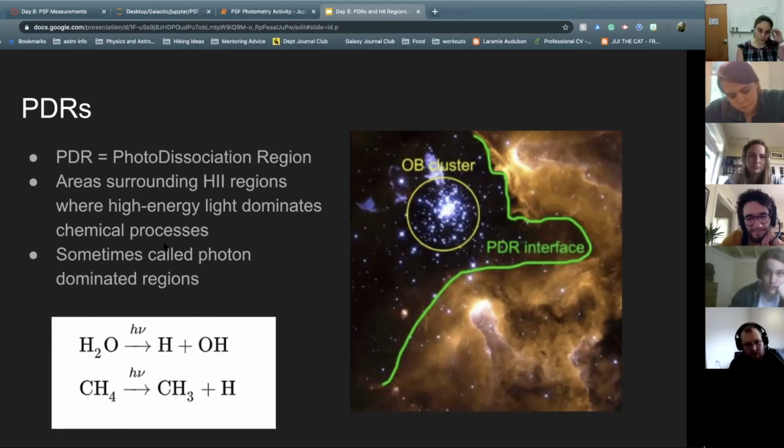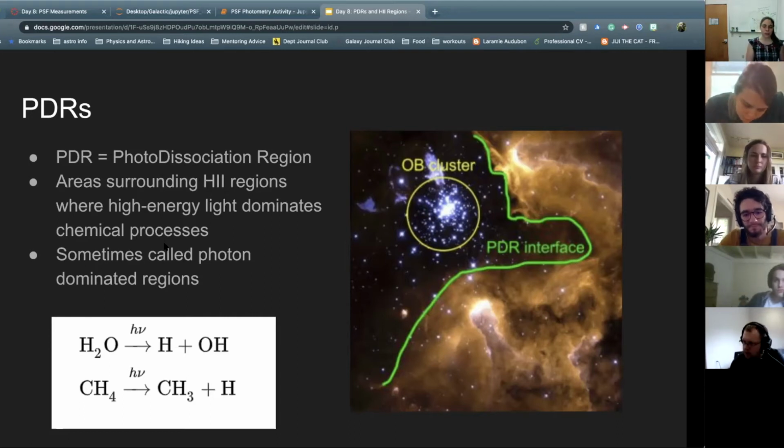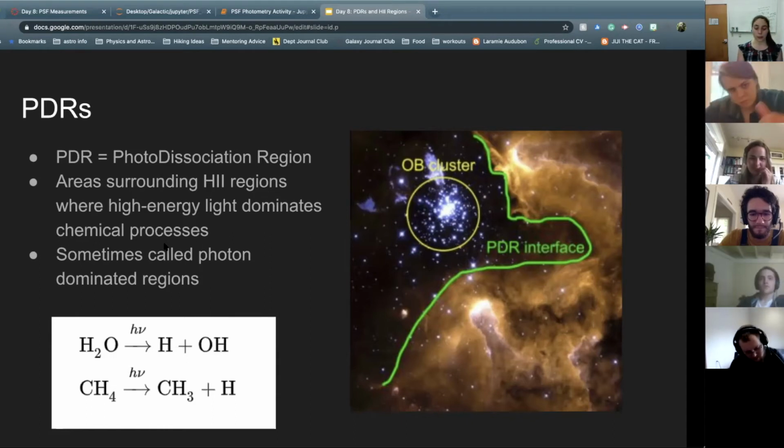I threw in one little chemical equation here to show, just as an example, what photodissociation is. Photodissociation is when a photon bumps into a molecule and breaks it apart. So these would both be examples of photodissociation. We have water, it gets bumped by a photon, and we end up with hydrogen and OH, hydroxyl. For the most part, we don't have a lot of molecules inside PDRs because things are still hot enough that they'll get broken up pretty quickly.